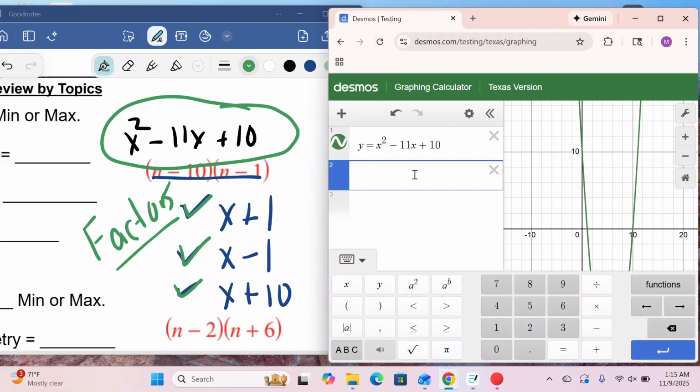So I'm going to go on the decimals. I already have the first one plotted. I'm going to plot each one. I'm going to plot this one in number 2 space, this one in number 3 space, and I'm going to plot x plus 10 in number 4 space.